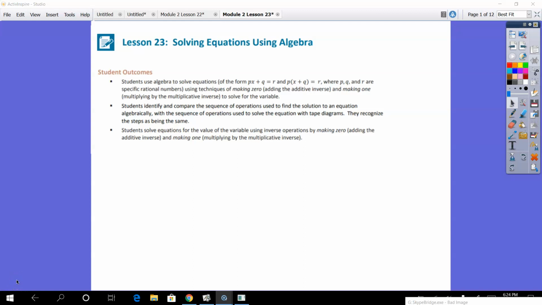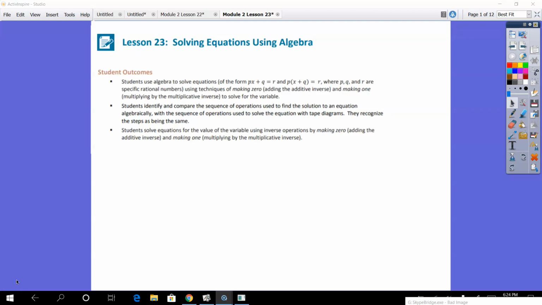Hi, this is Ms. Pellegrin, and today we're going to be looking at Module 2, Lesson 23, Solving Equations Using Algebra. So in this lesson, we're continuing on getting some practice, looking at more word problems, doing the same thing we were doing in Lesson 22, just getting more practice.